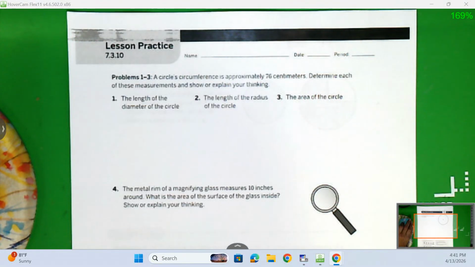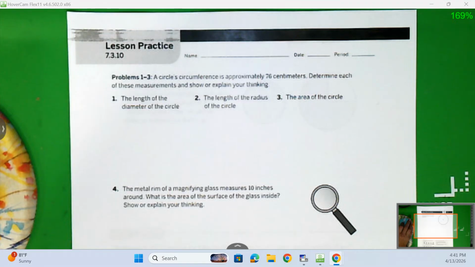Okay, this is lesson practice 10 in unit 3, working with circles. We have practice problems to work on, so I want you to try some of these problems, pause them, and then hit play again to check your own work and take good notes.